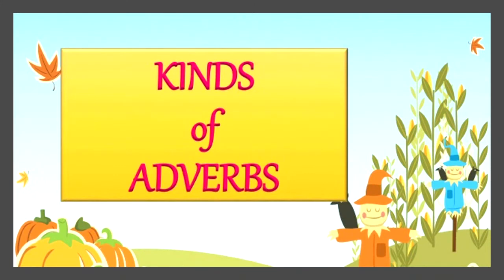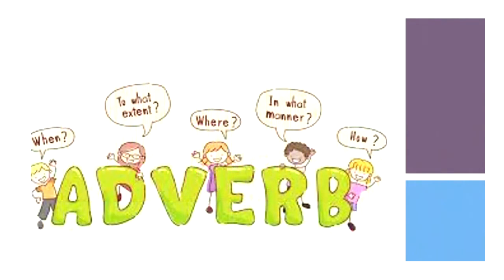To understand all about adverbs, we need to know the kinds of adverbs. Now that we know that adverbs are those words which give information about our verbs or any other adjective or any other adverb, let us see what kind of information is given by them. An adverb actually tells when something, to what extent something, where something, in what manner or how something is happening. Okay?